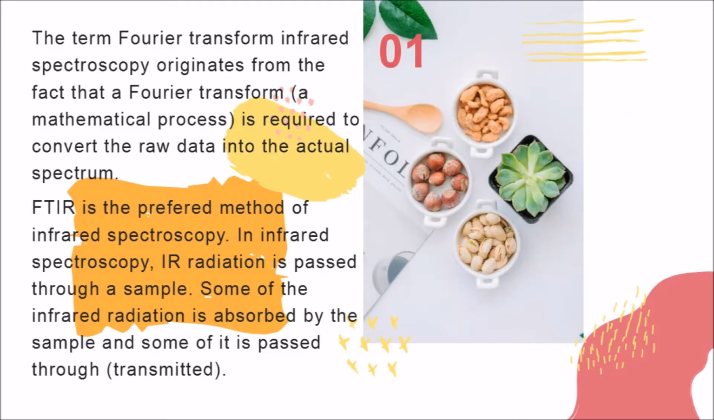The term Fourier transform infrared spectroscopy originates from the fact that a Fourier transform, a mathematical process, is required to convert the raw data into the actual spectrum. FTIR is the preferred method of infrared spectroscopy. In infrared spectroscopy, IR radiation is passed through a sample. Some of the infrared radiation is absorbed by the sample and some of it is passed through.